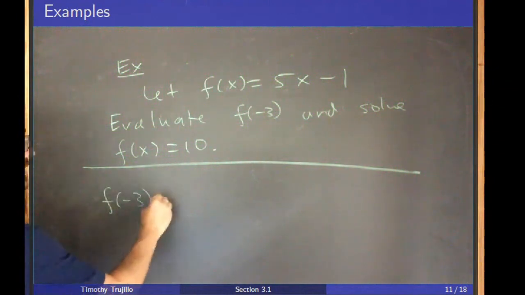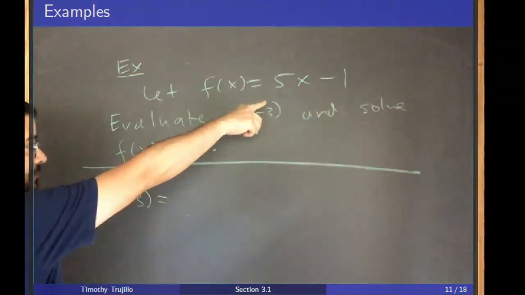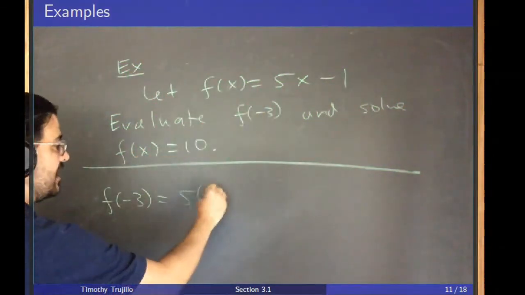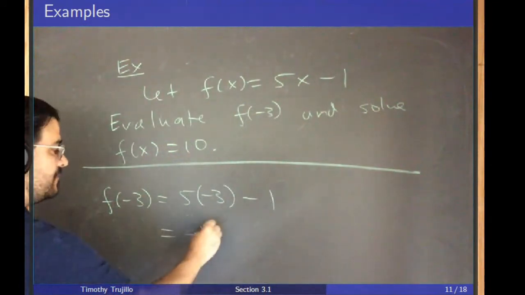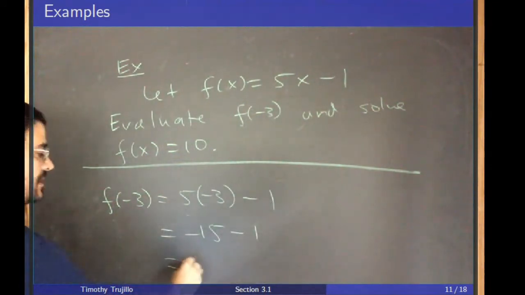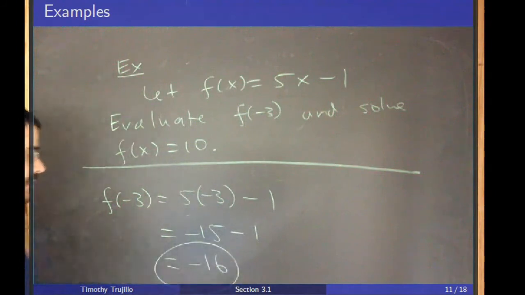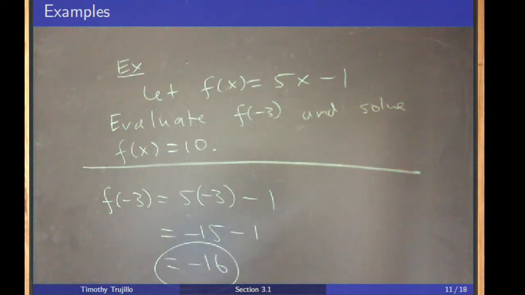Okay, so the first one is pretty straightforward. We just replace the x with the input, which is -3 in this case. We get 5 times -3 minus 1. 5 times -3 is -15. -15 minus 1 is -16. Okay, so for the input -3, the output is -16.